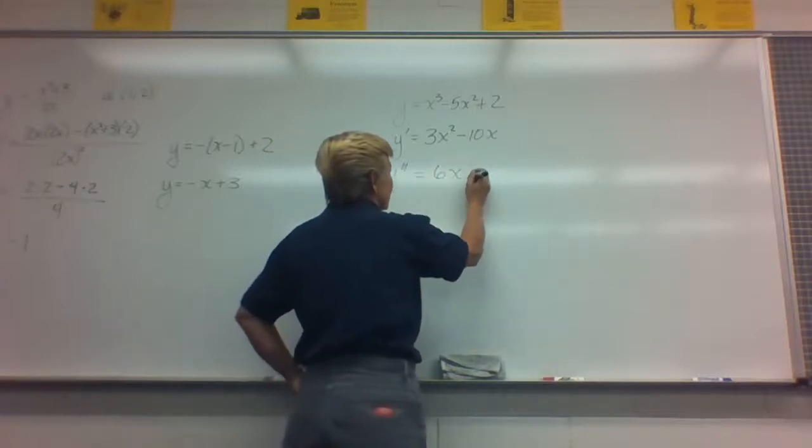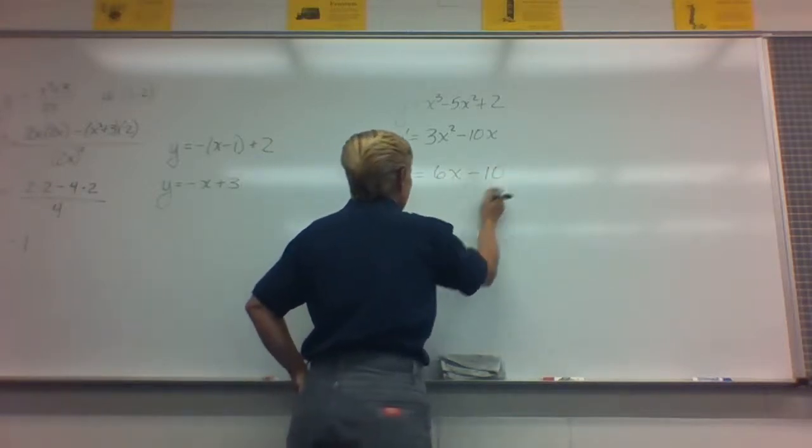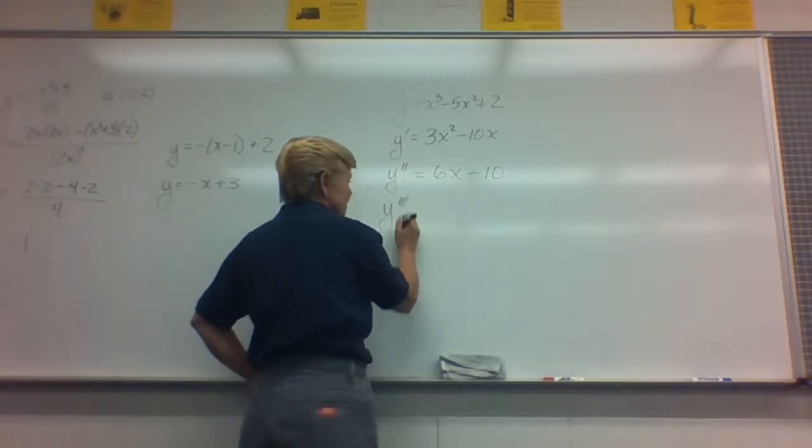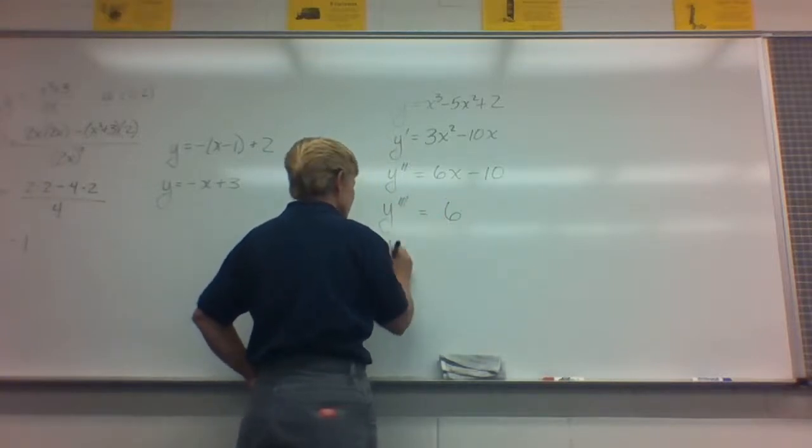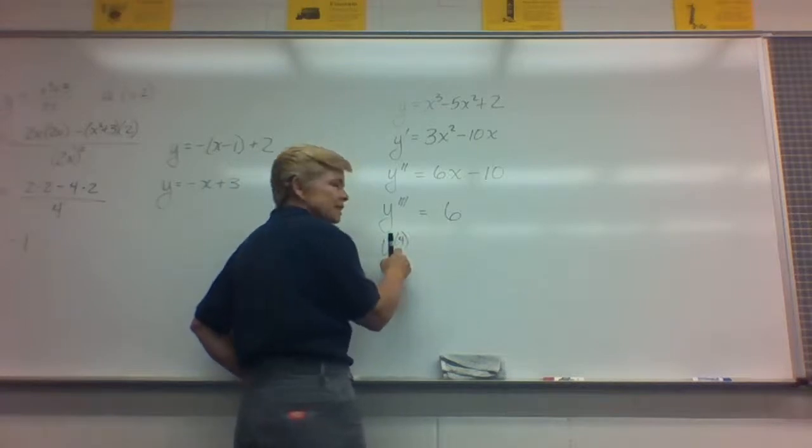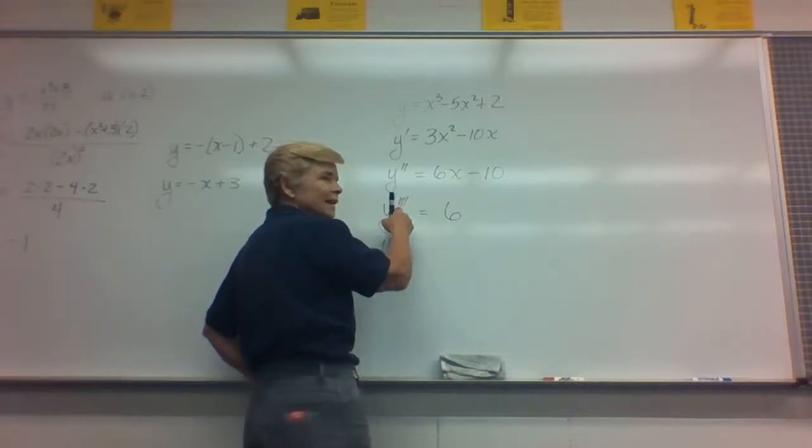6x minus 10. And what's the derivative of that? 6. And what's the derivative? By the way, we do this when we put it in parentheses. It doesn't mean exponent. It means fourth derivative. We don't want to just keep adding tick marks.